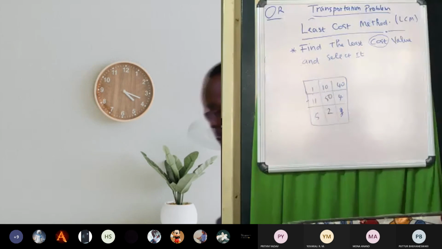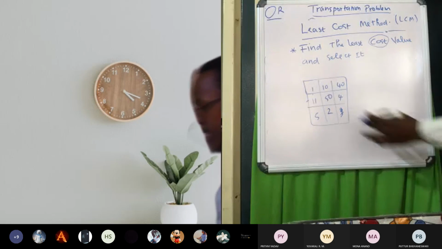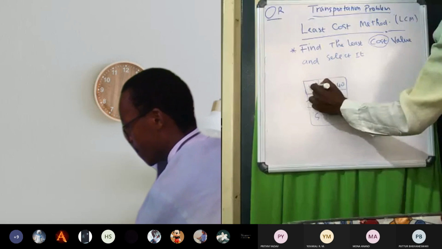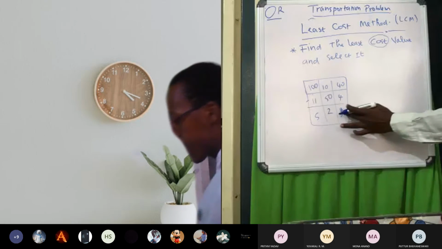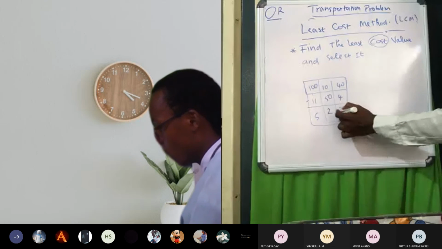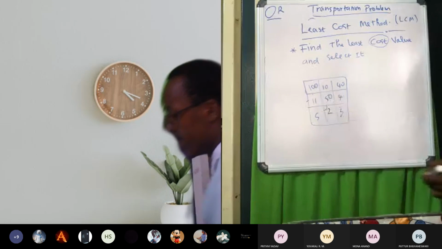If there was no 0, let's say here we have 11, and here I give 100. Which one is going to be selected? Which is the least cost? If you follow what I'm saying, which is the least one? Amaltavani: 2, sir. Yes, good. 2 is the least one.